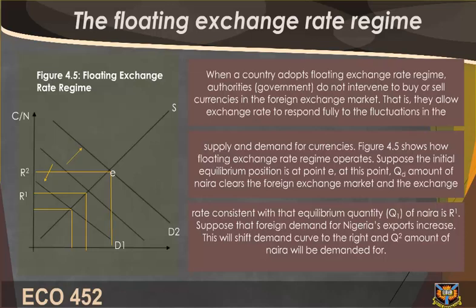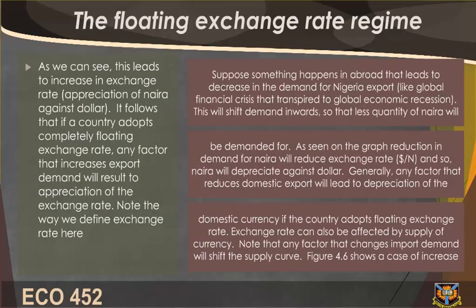Suppose that foreign demand for naira, that is Nigeria's export, increases. This will shift the demand curve to the right and Q2 amount of naira will be demanded. As we can see, this leads to an increase in exchange rate, an appreciation of naira against the dollar. It follows that if a country adopts completely floating exchange rate, any factor that increases export demand will result in appreciation of the exchange rate. Note the way we define exchange rate here.